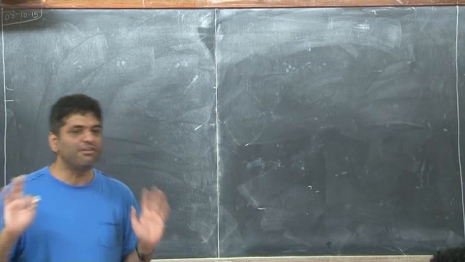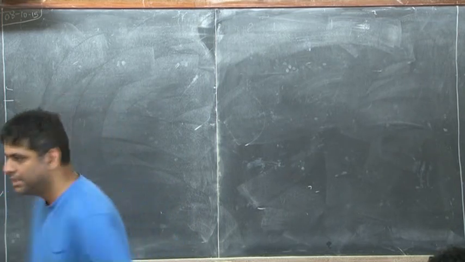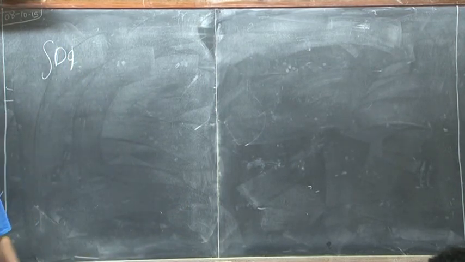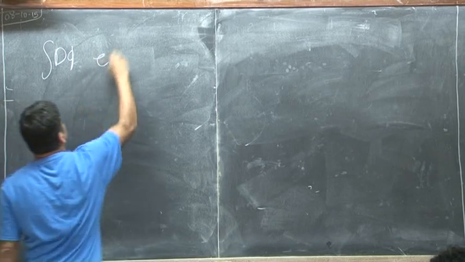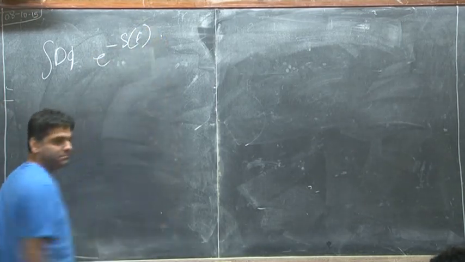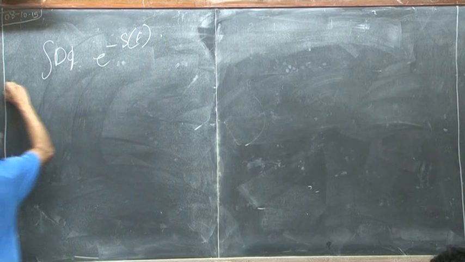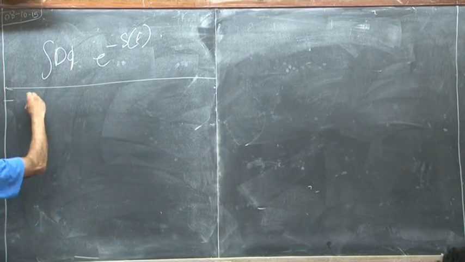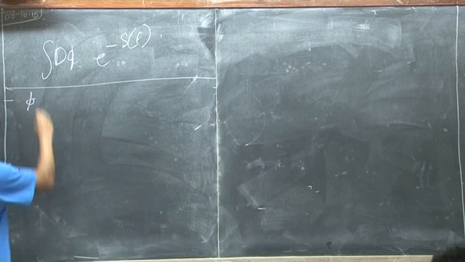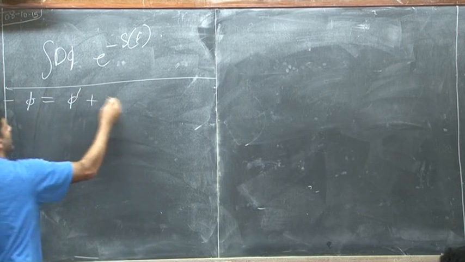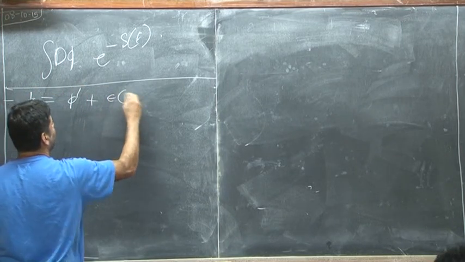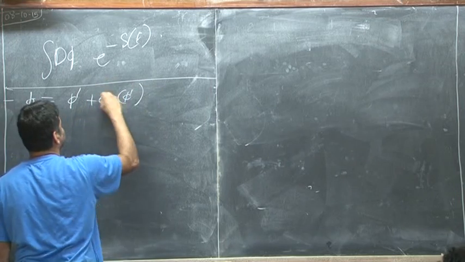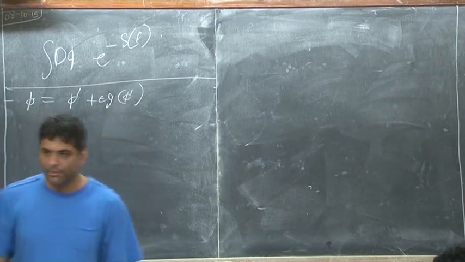Let's start with our general discussion of the Noether theorem. Suppose you've got an action S, and an integral of d phi e to the power minus S. You remember that our general discussion of the Noether theorem started this way: suppose I take the change of variables phi equals phi prime plus epsilon of phi prime, or maybe epsilon times some g of phi prime, where epsilon is very small.